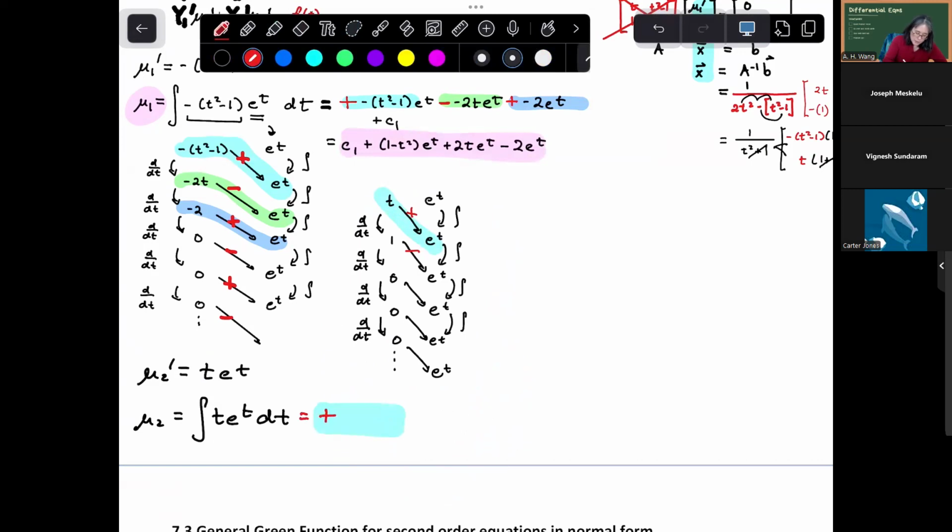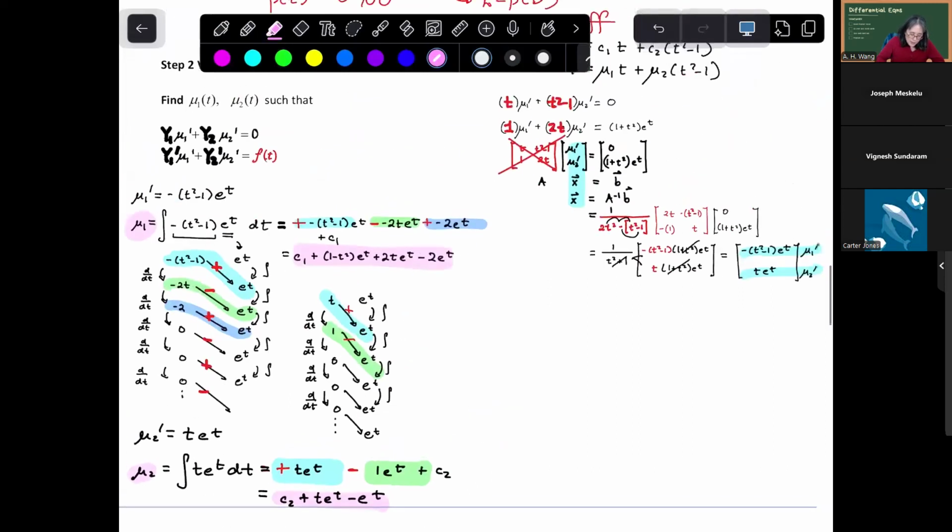That's equal to, now look at that, a plus t e to the t. And look at the next one, minus 1 e to the t. Don't forget your C2. So rewriting it out, that's C2 plus t e to the t minus e to the t. Most of you have had that memorized for this particular one. So this is the mu2.